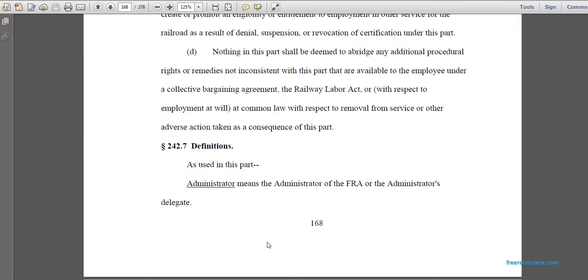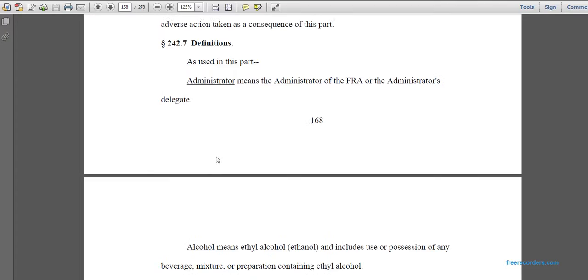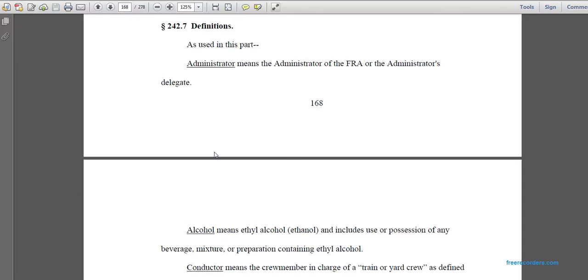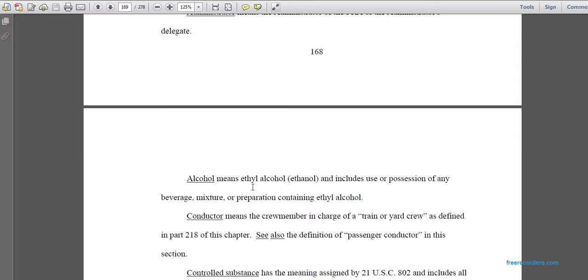242.7, definitions. As used in this part, Administrator means the Administrator of the FRA or the Administrator's delegate. Alcohol means ethyl alcohol or ethanol, and includes the use or possession of any beverage, mixture, or preparation containing ethyl alcohol. Conductor means the crew member in charge of the train or yard crew, as defined in Part 218 of this chapter. See also the definition of passenger conductor in this section.